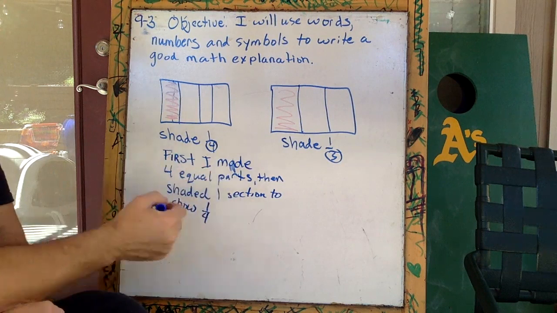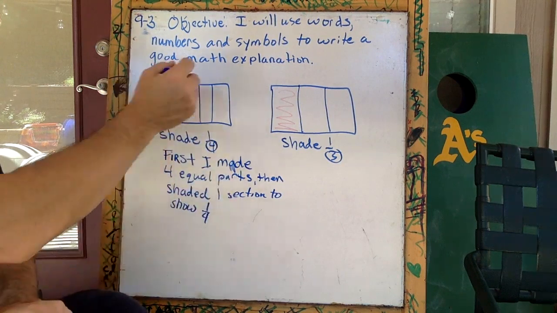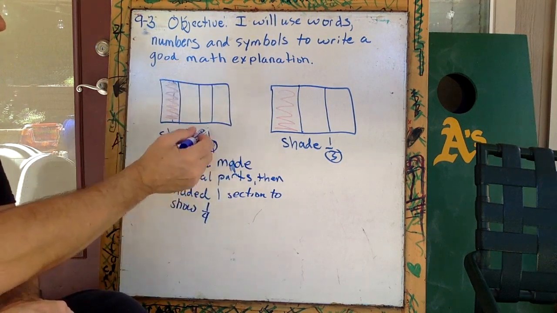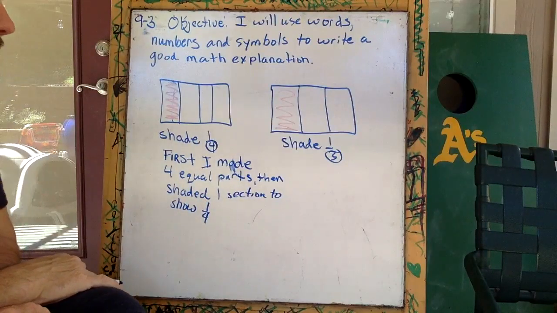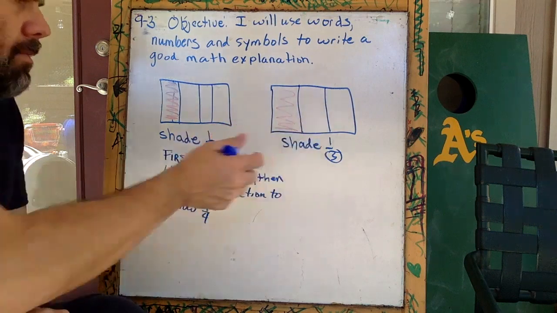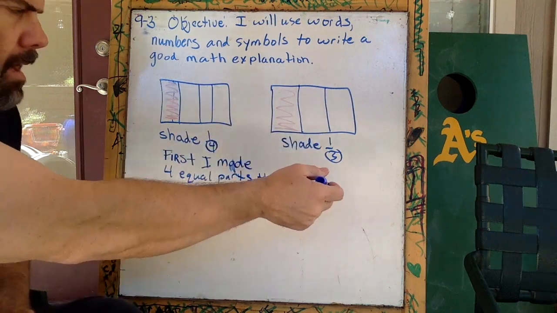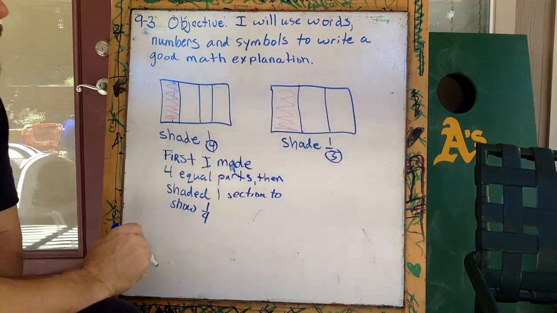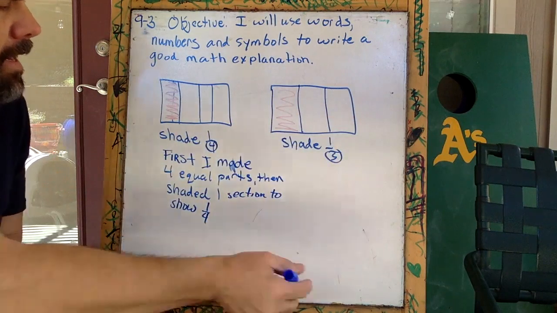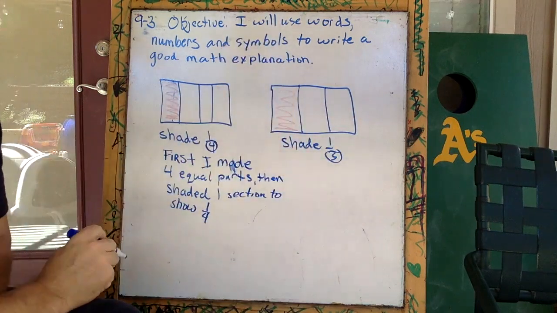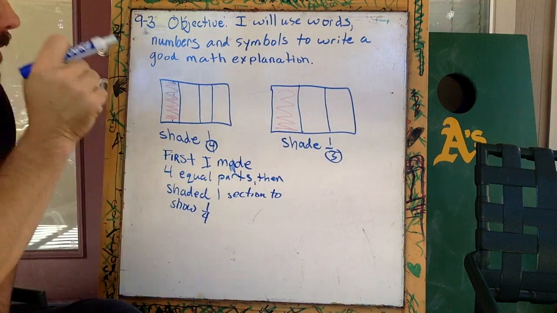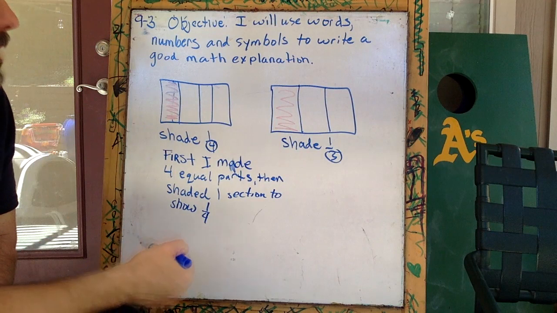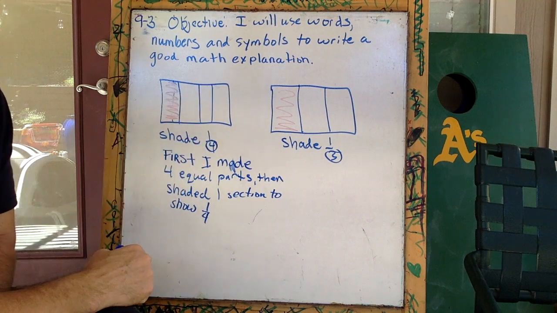So here's an example of how you can explain what you did. We drew a picture, there's a symbol, we have the fractions, we have the numbers, so we kind of used it all. And over here will be the same thing, right? First, I made 3 equal parts. I'm not going to write it. And I shaded one section to show 1/3. So when you're looking at how to explain math using pictures, this is one way that you can do it.